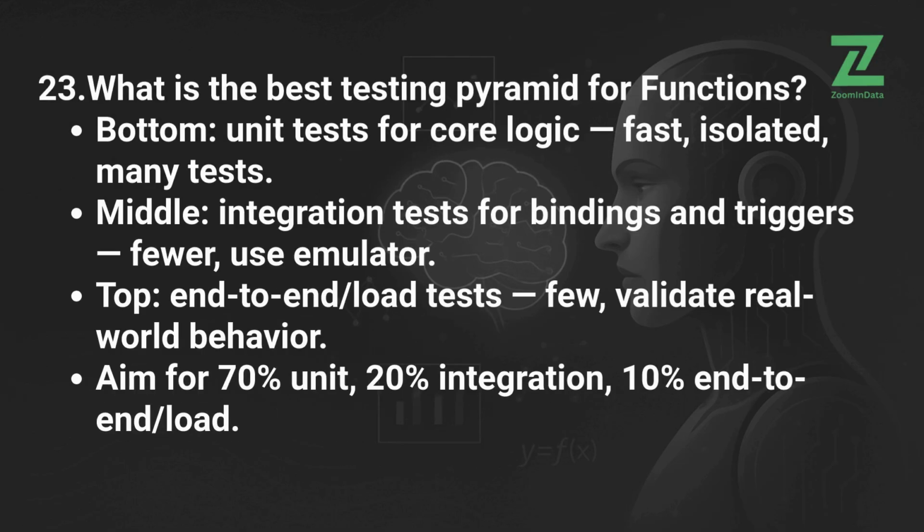What is the best testing pyramid for functions? Bottom: unit tests for core logic. Fast, isolated, many tests. Middle: integration tests for bindings and triggers. Fewer, use emulator. Top: end-to-end, load tests. Few, validate real-world behavior. Aim for 70% unit, 20% integration, 10% end-to-end, load.